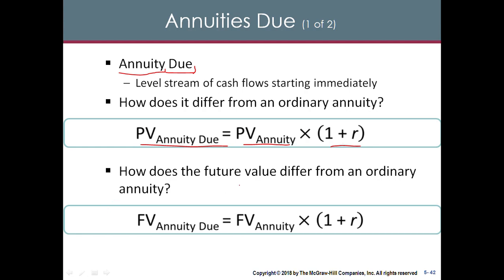So how does the future value differ from an ordinary annuity? If you're going to do the future value, then the future value of an annuity due is equal to first doing the future value of an annuity. Remember, we can derive this formula from the previous slide, and then again you compound it for 1 year. So basically the difference between annuity and annuity due is that one initial year: in the annuity the payment starts at the end of the year, while for annuity due the payment starts immediately, at the beginning of the year.